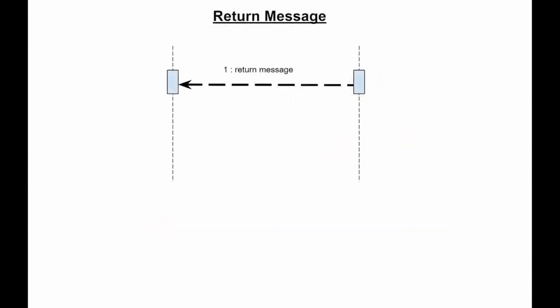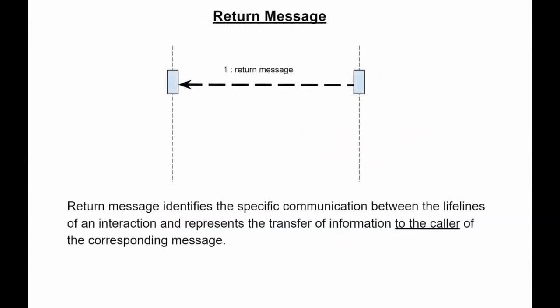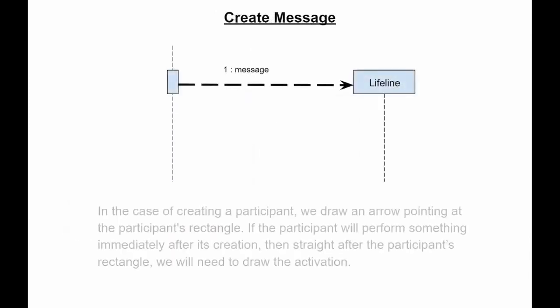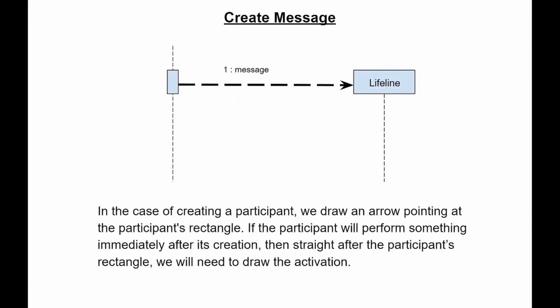Return message. A return message identifies the specific communication between the lifelines of an interaction and represents the transfer of information to the caller of the corresponding message. Self-message. A participant sends a message or command to itself. Create message. In the case of creating a participant, we draw an arrow pointing at the participant's rectangle.